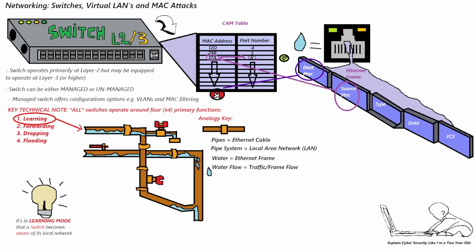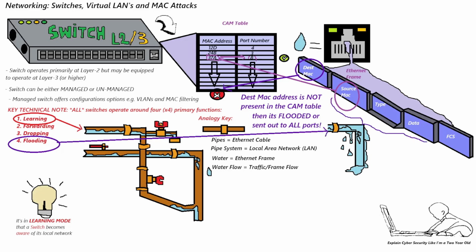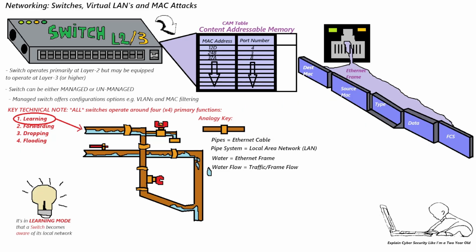So now you might be wondering about the flooding primary function. Well, in the event that the destination MAC address is not present in the CAM table, then it is flooded, or sent out to all Ethernet ports. This is known as flooding, aka the water going through every single pipe till somebody says, "This is for me." Okay, so now we understand some basic fundamental concepts.